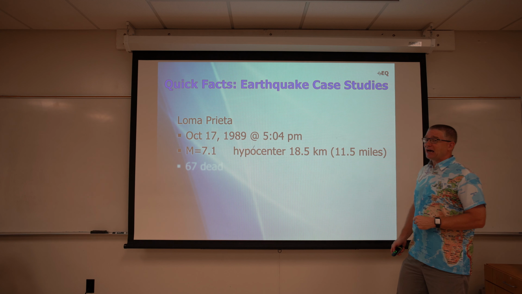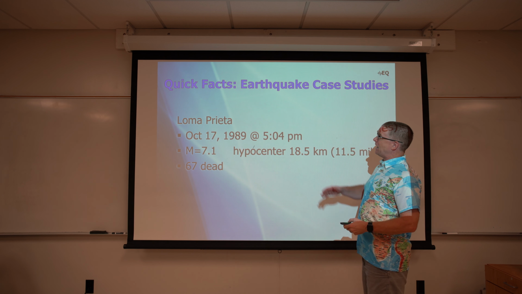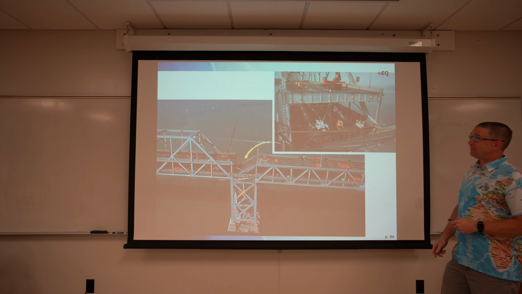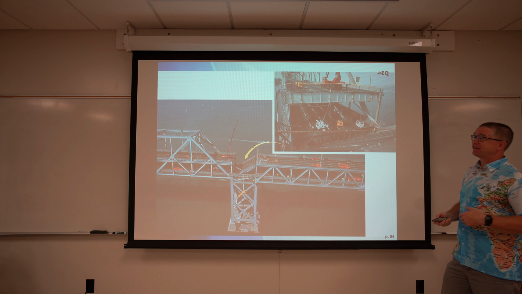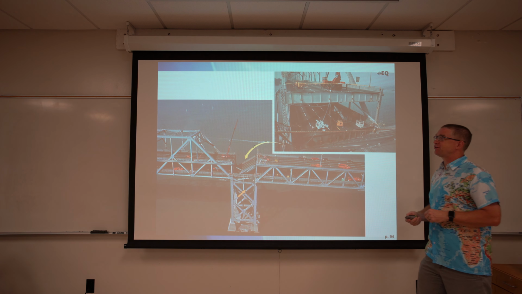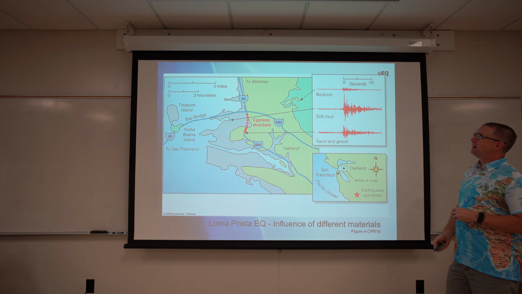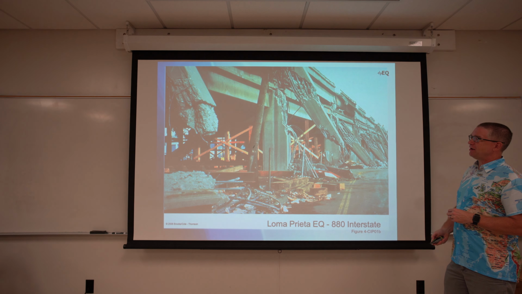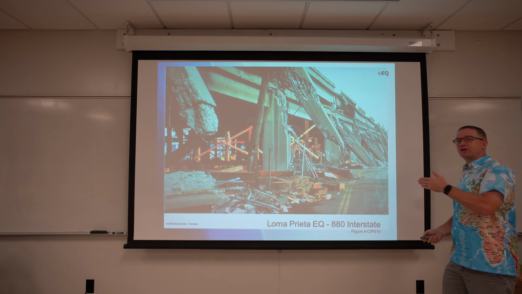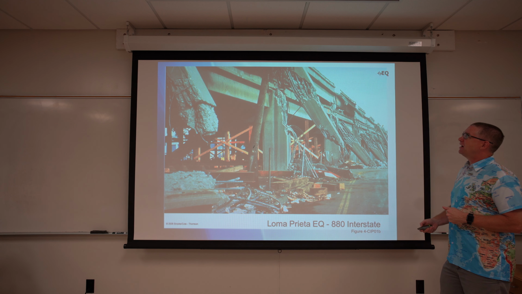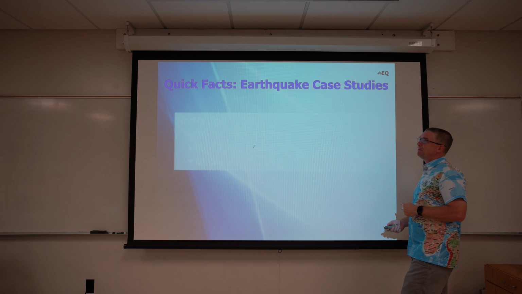Loma Prieta, 1989, up in the Bay Area. That was a 7.1. 67 people died in that one. The Bay Bridge failed. We've since replaced that bridge. It took almost 25 years, but we finally replaced it with a modern, safe one. We had a massive freeway structure failure on the east side of the bay in Oakland, and most of the fatalities in this earthquake came from this stretch of freeway.